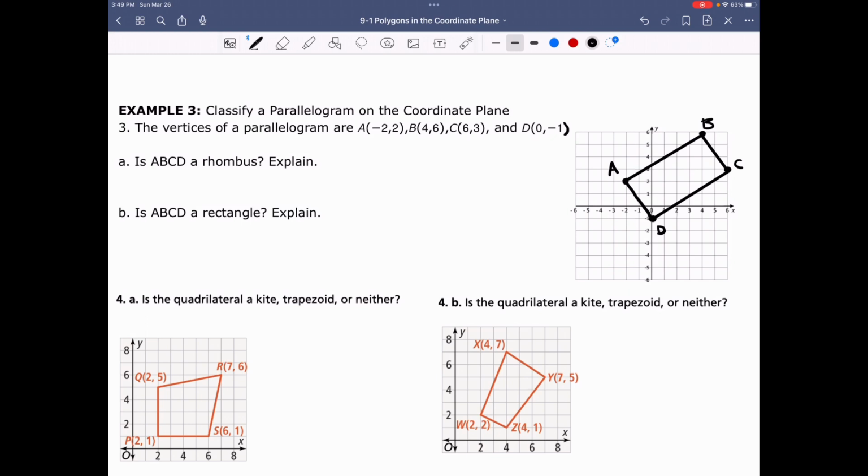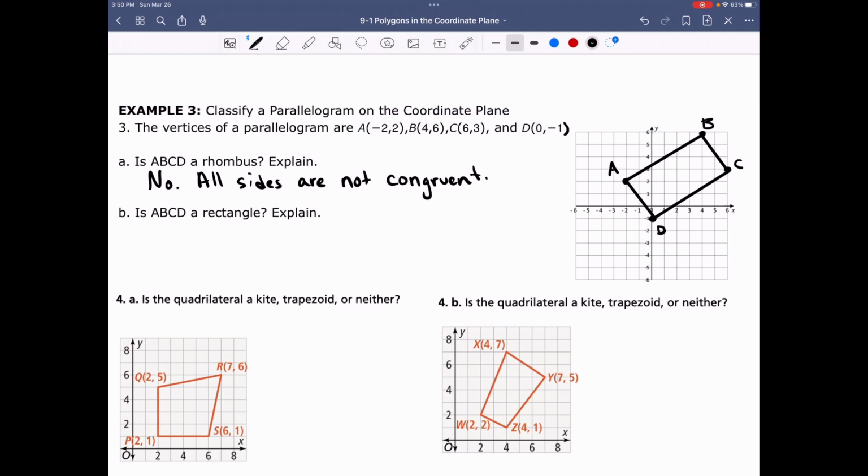And the question is asking, is this a rhombus? Well, are the sides equal in measure? Actually, in a rhombus, all sides must be congruent. So no, all sides are not congruent. It's a parallelogram, but it is not a rhombus.